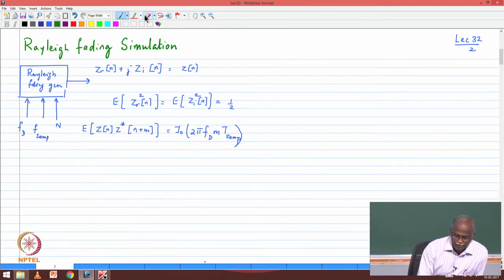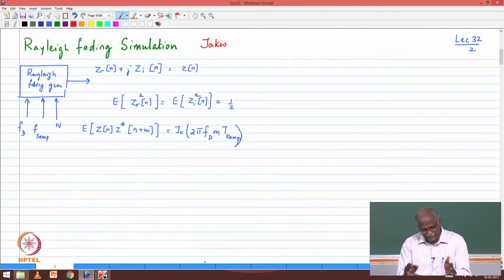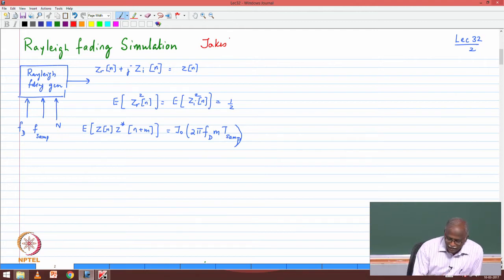This particular time domain model is referred to as the Jakes model. People don't even call it the Jakes Rayleigh fading model, they just say Jakes model. Everybody assumes that you know what they're talking about. It's the Rayleigh fading waveform that is generated using the Jakes method.